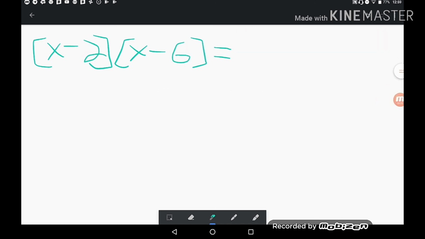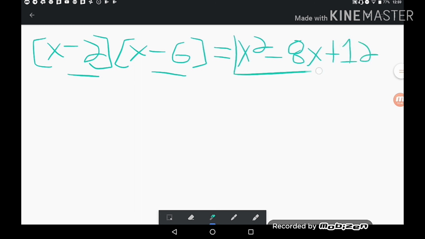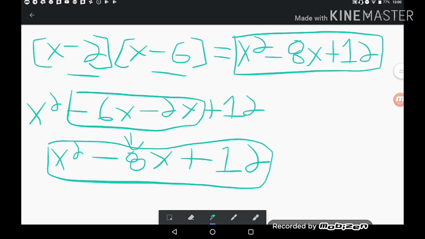Alright, x minus 2 by x minus 6. X squared, negative 2 minus 6 is negative 8. Attach x, then you multiply them, giving you 12. And here is your FOILed form.